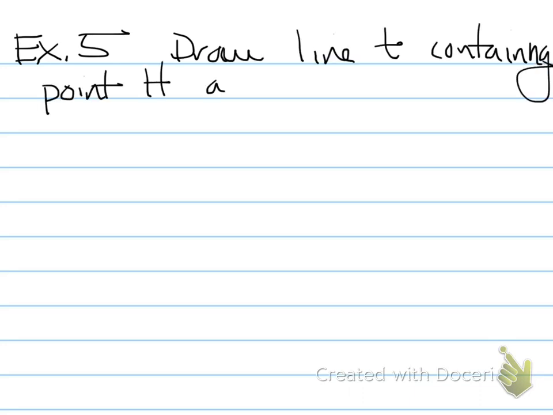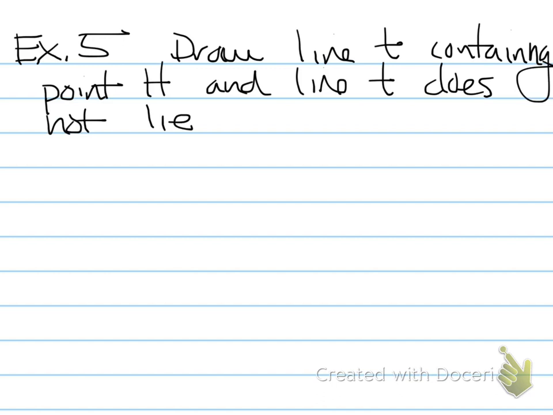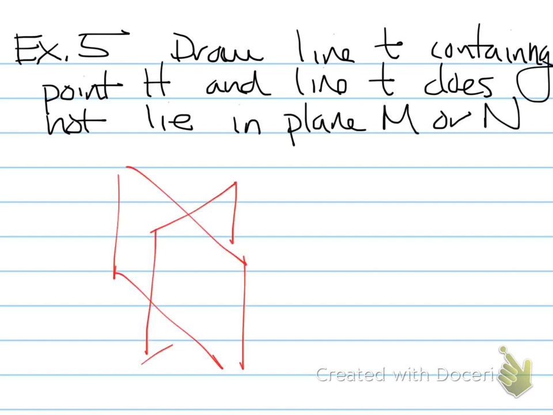And lastly, draw line T containing point H, and line T does not lie in plane M or N. So this is one way that you could draw it. You have a line that's intersecting plane M, and it does not lie in plane M or N. Line T does not lie in either plane.